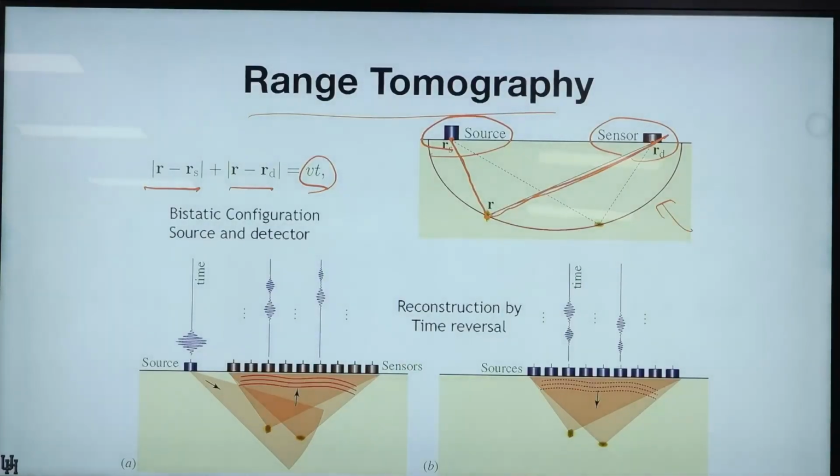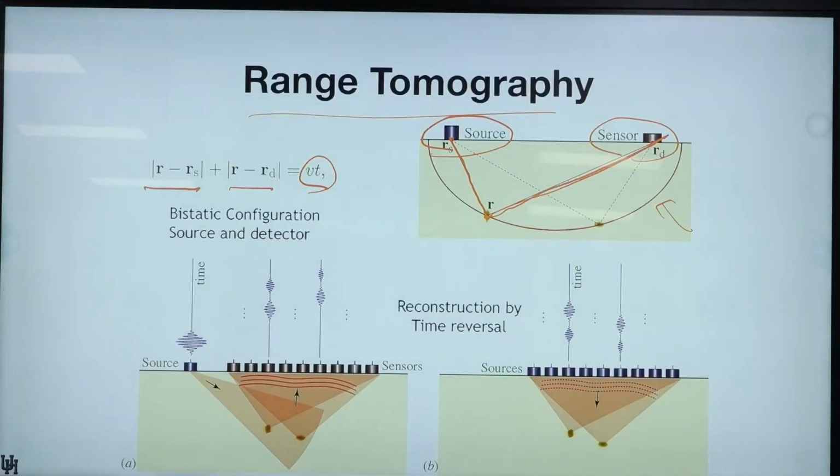Yes, it's an ellipse, right? If these are the foci of the ellipse, the locus of points for which the sum of distances is constant is an ellipse. So the previous case was a circle; in this case, it's an ellipse. Every point on that ellipse will give you the same data.